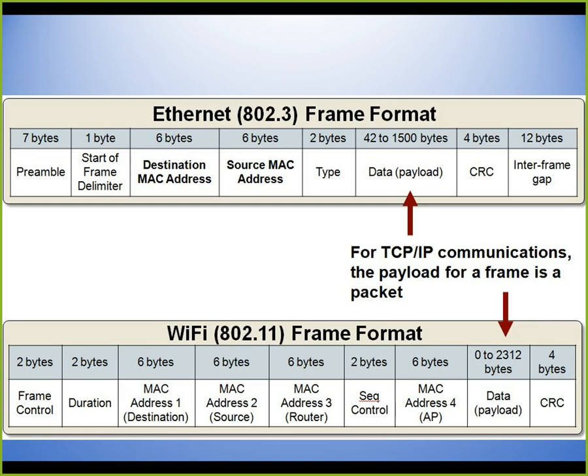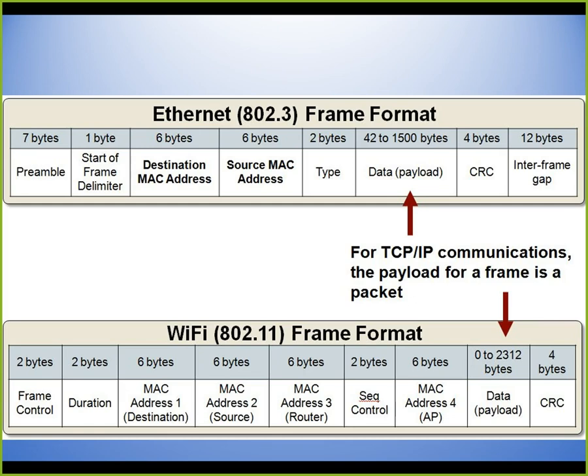If you go down there and look at the Wi-Fi, just out of curiosity, the payload for the frame is a packet, but it has 3 MAC addresses. It's got the destination MAC address, the source MAC address, and then the MAC address of the router, because the wireless has to go to the router before it goes to the destination. So a little bit different header, but same impact for the wireless and the wired.